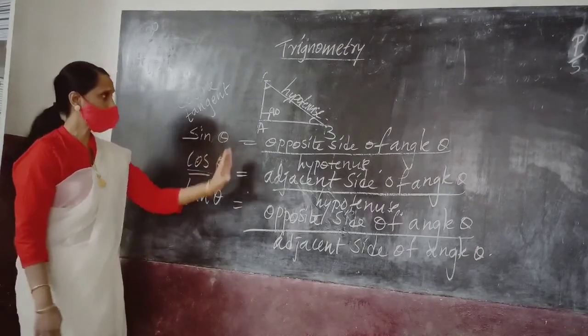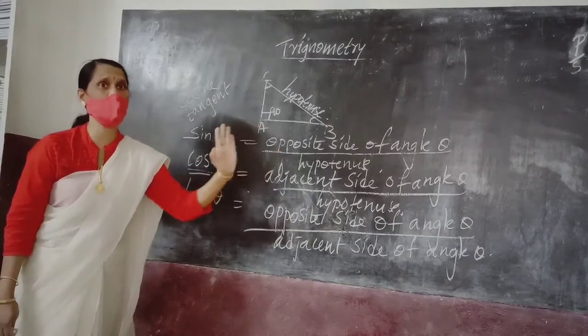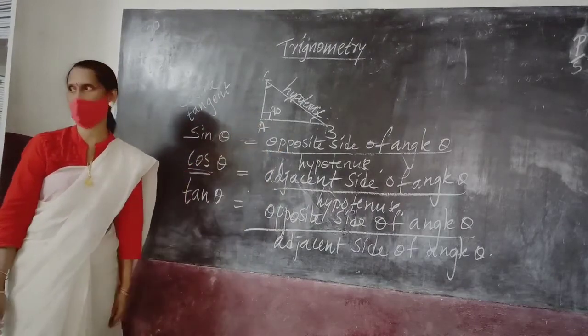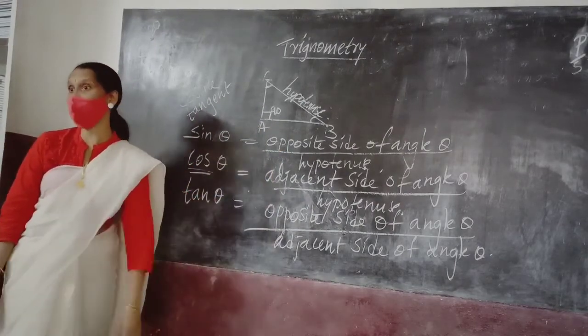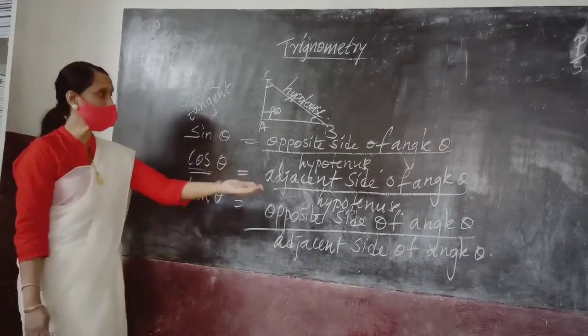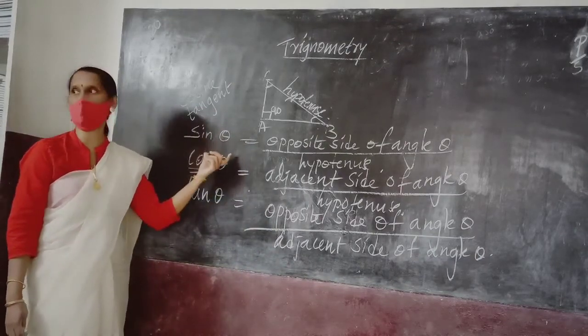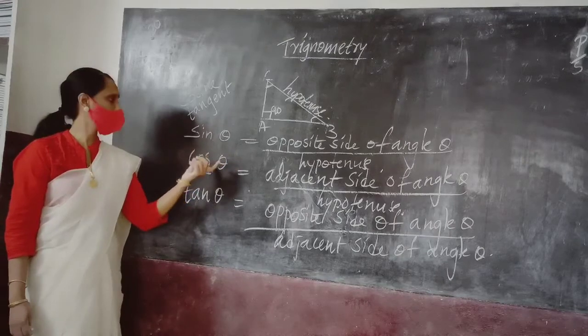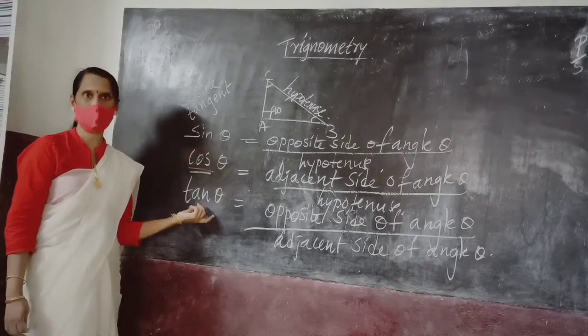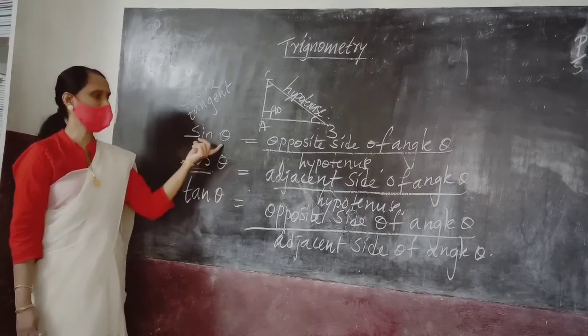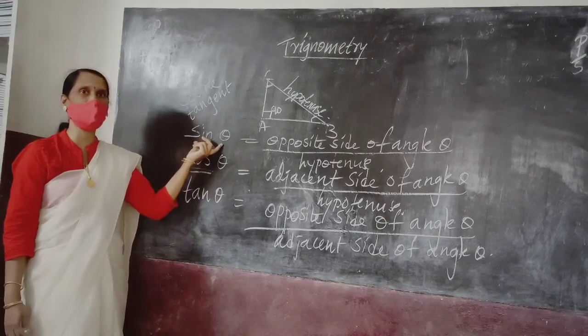Okay. So the next three ratios are its reciprocals. Very easy to remember. The next three ratios are the reciprocals of sine, cos and tan. Satya, can you say what is the reciprocal of sine? 1 by cosec theta. What is the formula then? Hypotenuse by opposite side of angle theta.